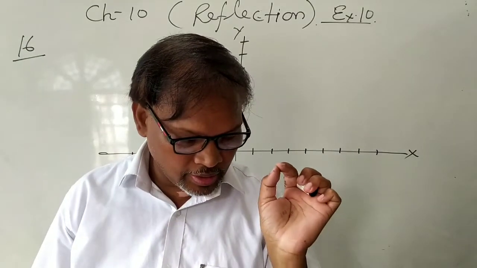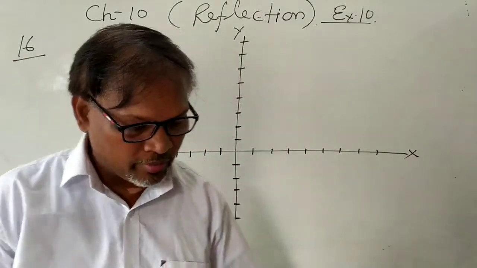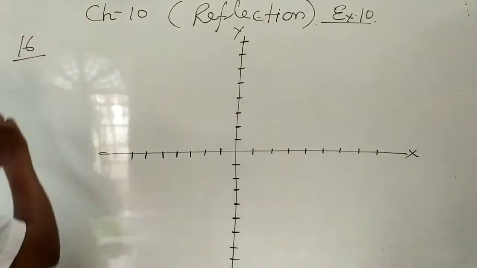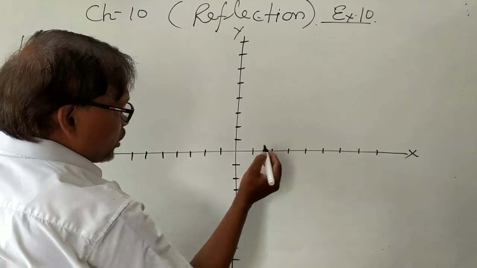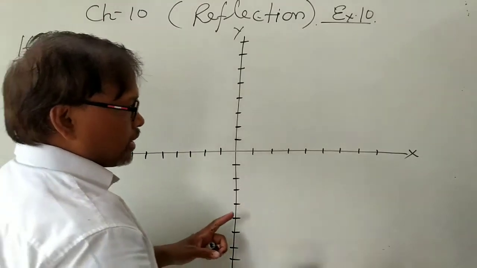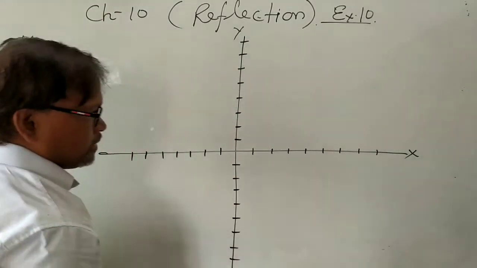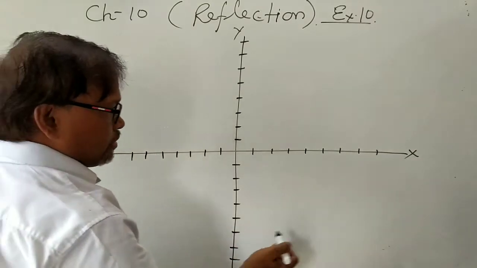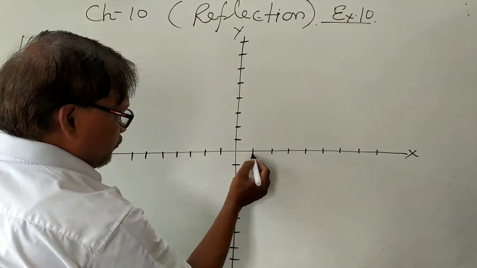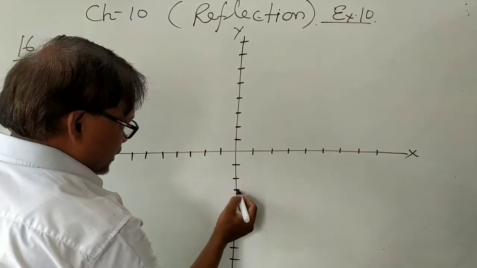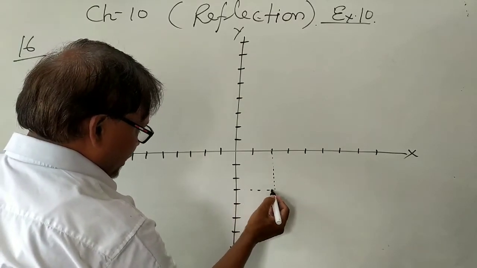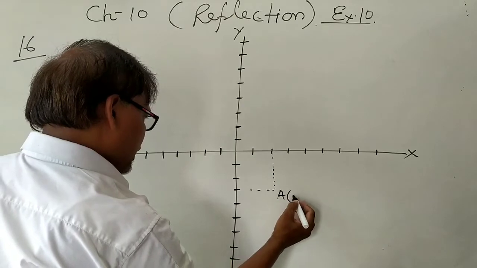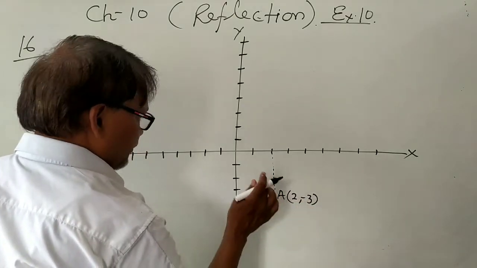The first point is A (2, -3). Question number 16. (2, -3) you plot here. So (2, -3) means you will have it in the fourth quadrant, because y value is negative, x value is positive. So 2 is here, 1, 2, and -3 is this. So below the 2 and in front of the -3, this is A (2, -3).